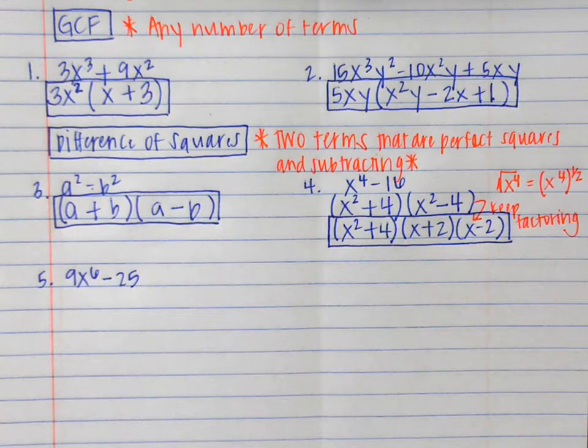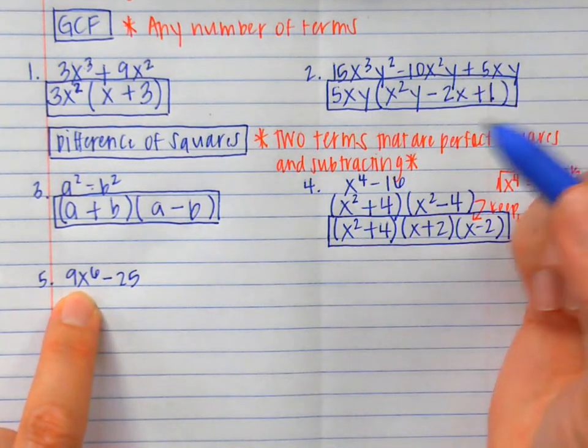Okay, so hopefully you've tried, you're coming back, you're checking your work. I would start by thinking, okay, is 9x to the 6th a perfect square? And it is. Is 25 a perfect square? And it is. So I can split it into my two parentheses.